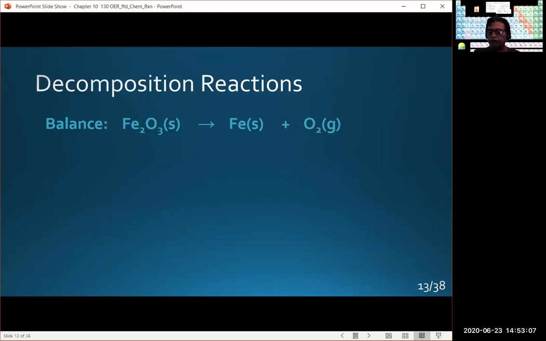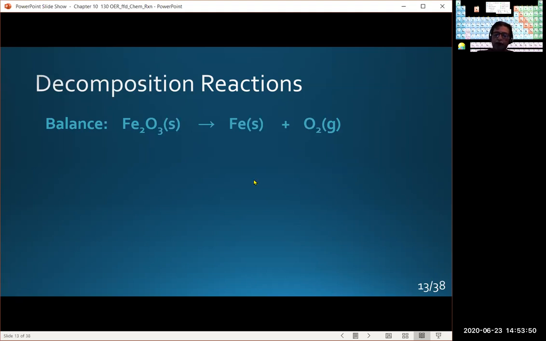A decomposition reaction is where you have one reactant, normally a compound. Then you do something to it, and you generally create the elements as products. This is iron(III) oxide, otherwise known as rust. You can take that, heat it pretty high, and regenerate the iron, and it gives off oxygen. So this is an example of a decomposition reaction.